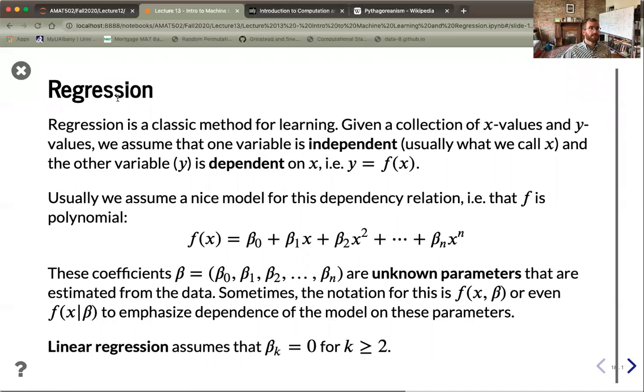Linear regression is a special case of regression where we assume that there's no higher order dependencies. So meaning x squared and x cubed, et cetera, there's no influence there. So beta_k is equal to 0 for those values of k.